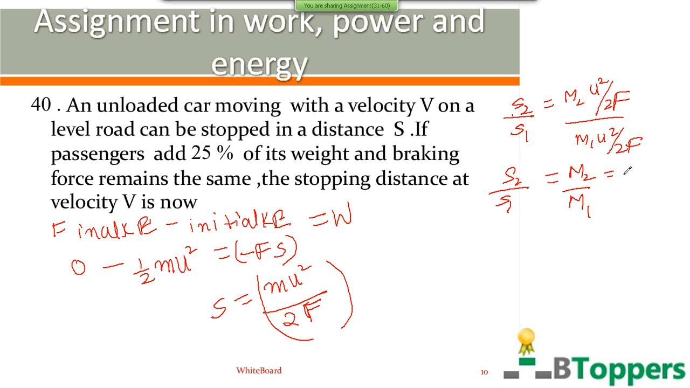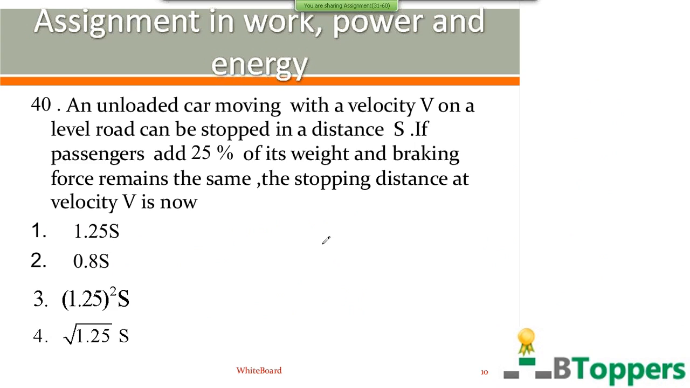It is given that the total weight of the passengers increased by 25%. So ratio of the new mass to the original mass, you can write 125 by 100. So S2 will be 1.25 times S1. So if S1 is S, S2 will be 1.25 into S. So for question number 40, first option is answer.